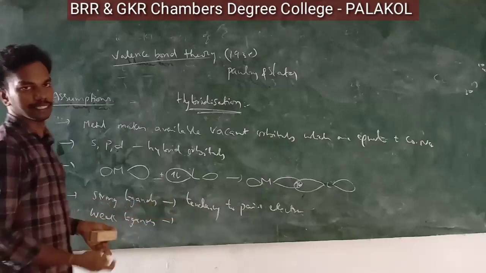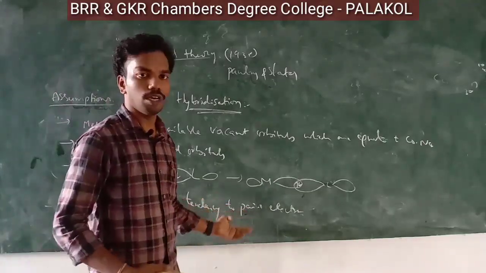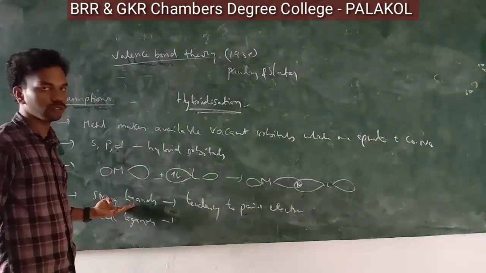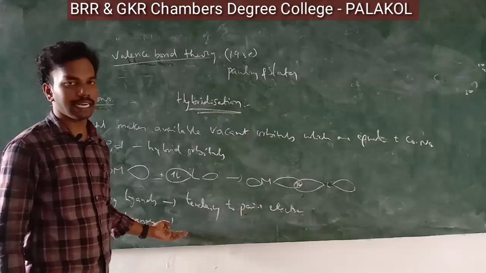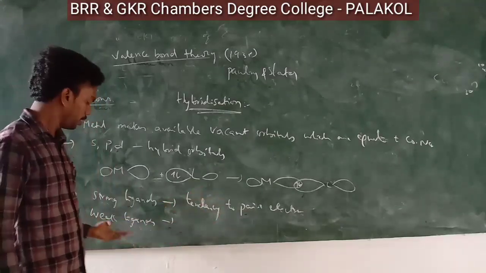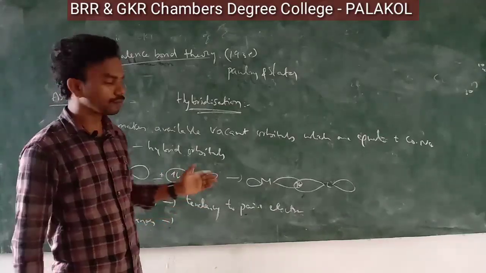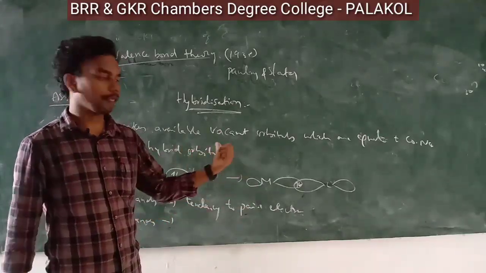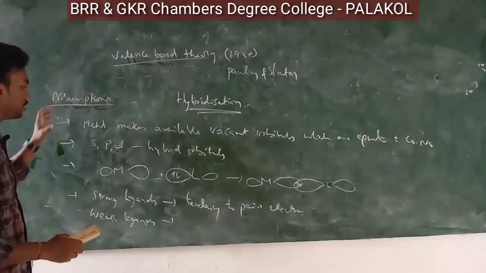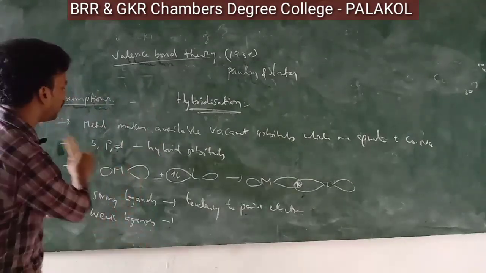Weak ligands have no such tendency, so they follow Hund's rule. Here, strong ligands have the tendency to pair up electrons. Here no pairing means it follows Hund's rule. So first filling takes place, next pairing takes place, right? So these are the few assumptions regarding valence bond theory.